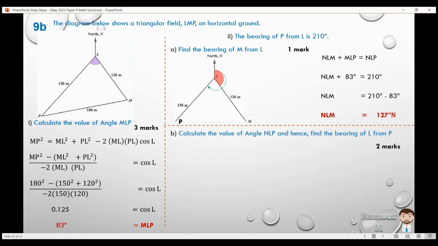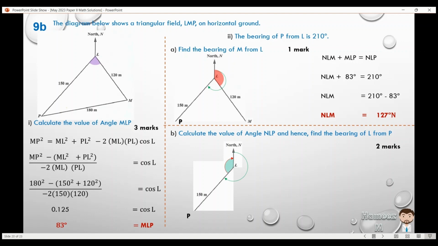Part B, calculate the value of NLP. So let's extract that. We have NL and we have P at the bottom there. Its length is 150 meters, but we're not going to use that. And hence find the bearing of L from P. So the first thing to do is find the value of NLP. So this entire arc is 210 from what was given above. And we want to find the angle NLP, which we have there in green with a red arc on it.